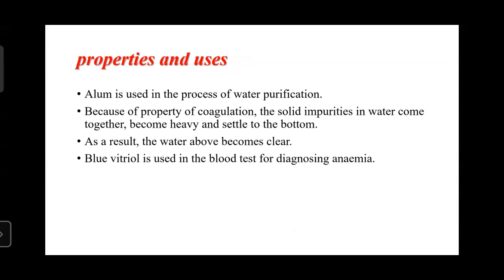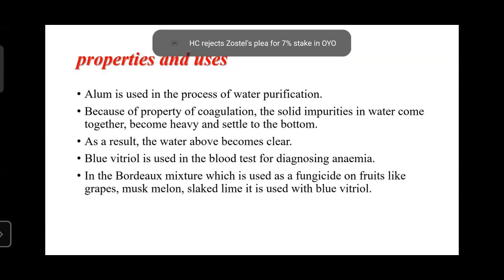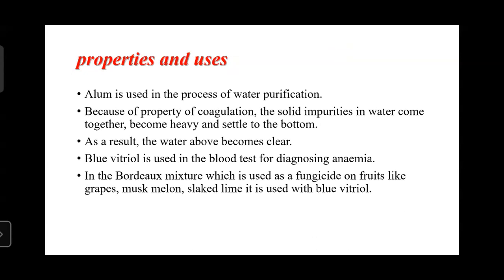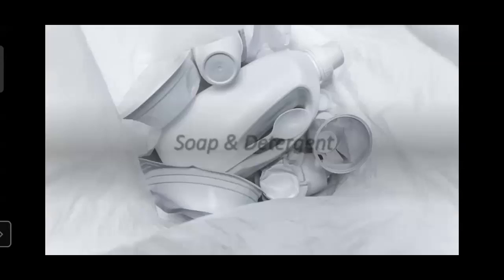Blue vitriol is used in the blood test for diagnosing anemia. In the mixture used as a fungicide on fruits like grapes and muskmelon, slake lime is used. It is slake lime, and it is used with blue vitriol also.